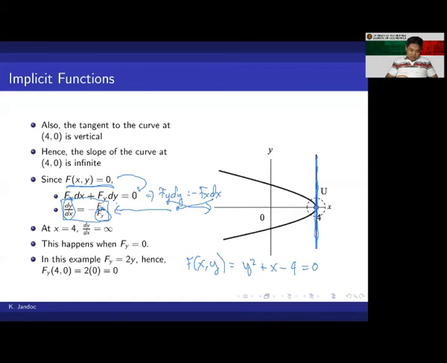Okay, so what's fy here? Fy is just the derivative of this one with respect to y. This is just 2y, and y doesn't appear anywhere else. So you know that fy is equal to 2y. Once you evaluate it at the point (4, 0), where x equals 4 and y equals 0, you substitute y equals 0 here, then it's equal to 0. So therefore, at this point, the slope of the tangent line is infinite.